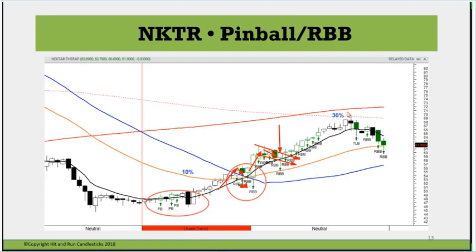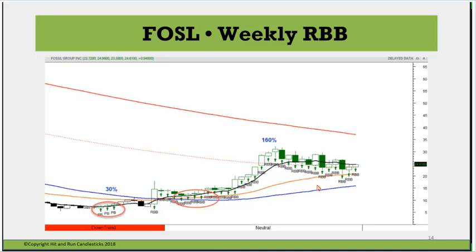Up we go, up, up, up, up, up, up, up. 30%. Nailed the dotted deuce and quit right there. That is so cool. Anyway, this is how you make some money. Here's Fossil. This is a weekly chart on Fossil.